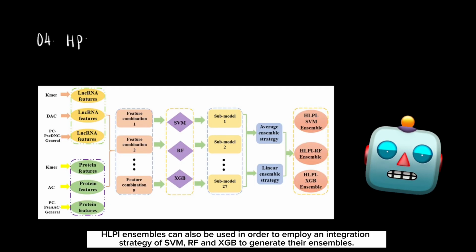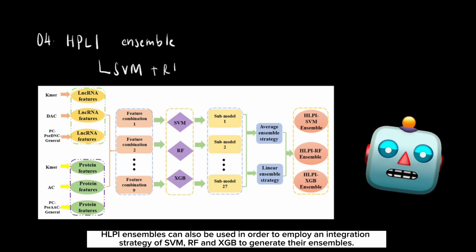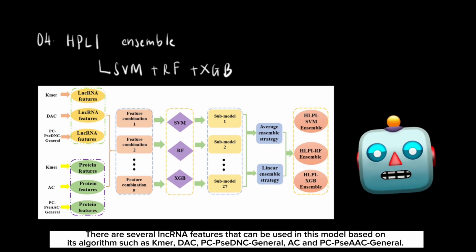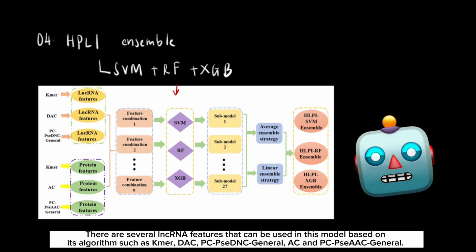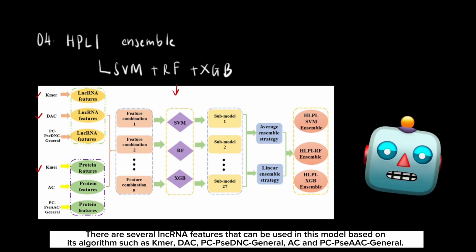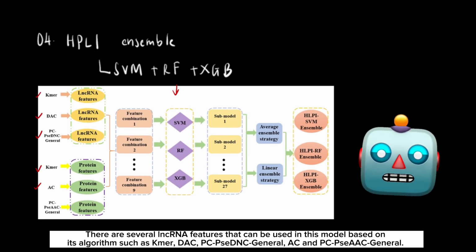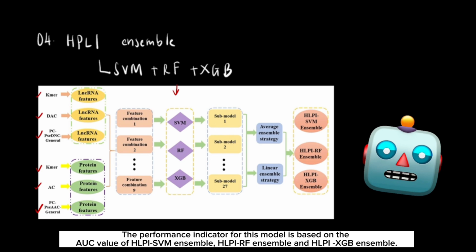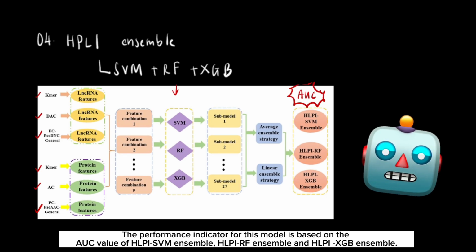HLPI-Ensemble can also be used in order to employ an integration strategy of SVM, RF, and XGB to generate their ensembles. There are several ncRNA features that can be used in this model based on its algorithm, such as Pse-in-One, DAC, PCP, SEDNC General, AC, and PCP, SEAAC General.